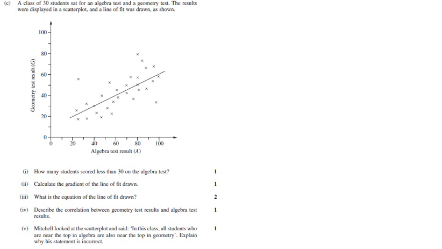We'll be looking at, or reviewing should I say, straight line graphs. We're going to be looking at the 2002 HSC paper, question 26C. A class of 30 students sat for an algebra test and a geometry test. The results were displayed in a scatter plot and a line of best fit was drawn as shown above.